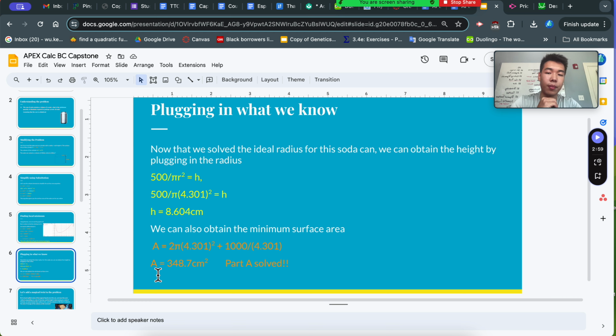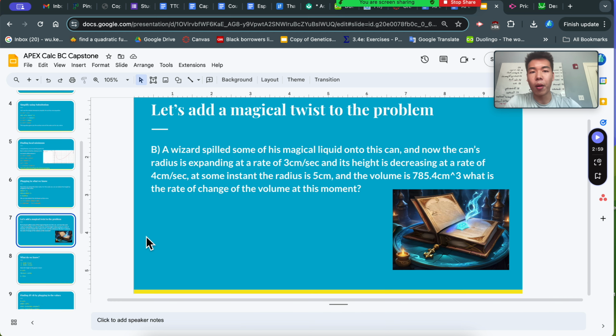So these are the dimensions that will give us the least amount of material in order to package a soda can that contains 500 milliliters. So part A solved. Now, part B, we added a magical twist.